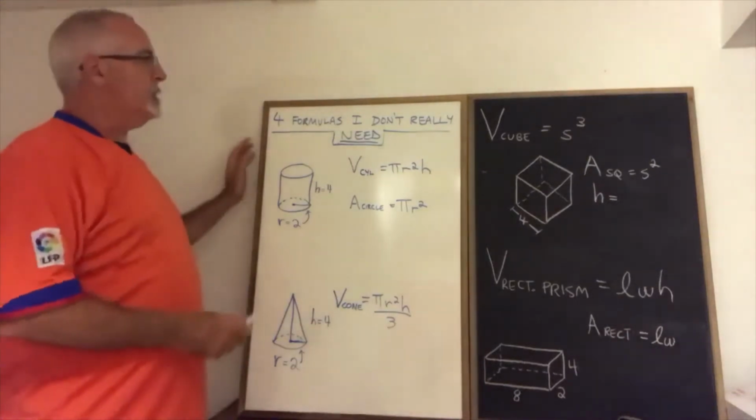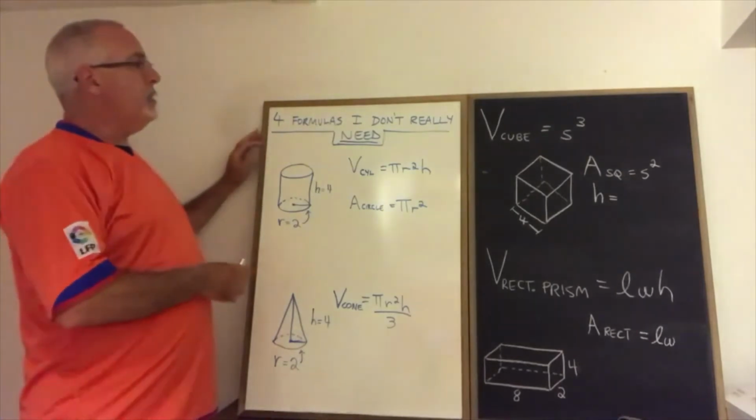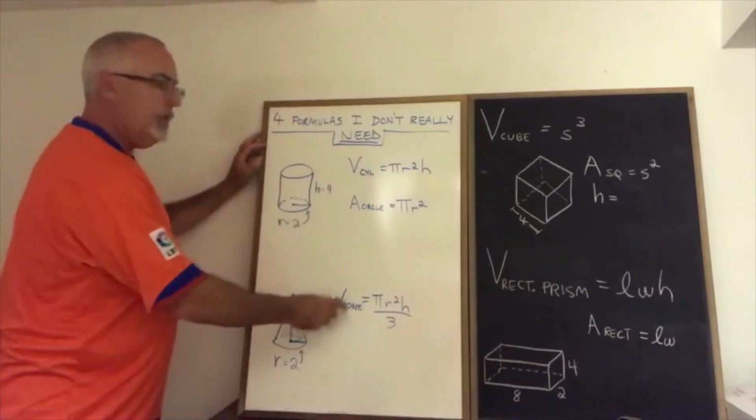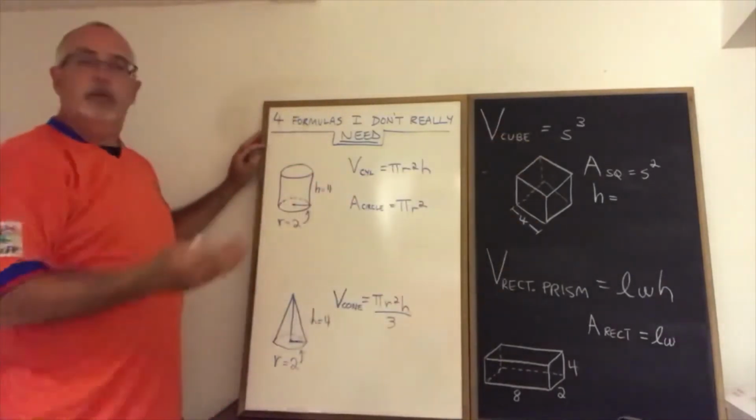Today's Daily Dose of Math is about 4 volume formulas that I don't really need. They are the volume formulas for the cube, the rectangular prism, the cylinder, and the cone. I have all of these formulas written here, and none of them is very hard to use.